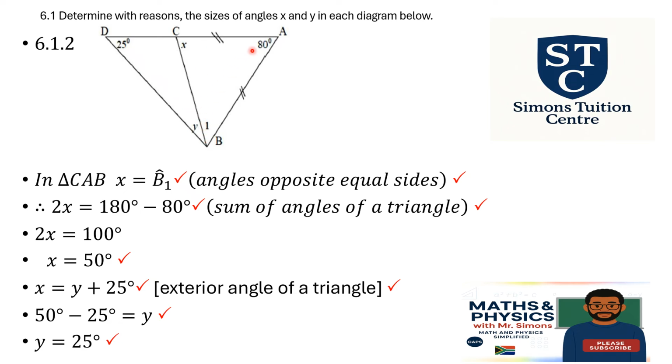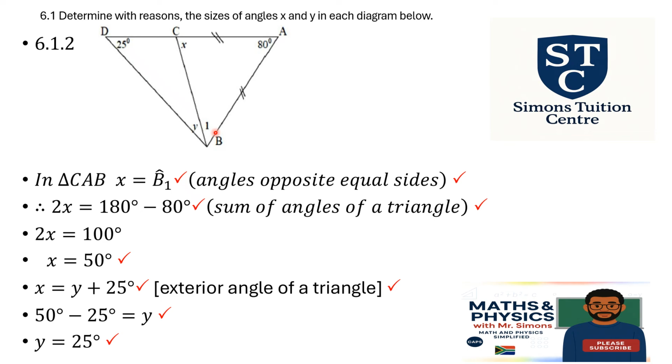2x plus 80 must equal 180 degrees. Remember, the three angles in a triangle must always add up to 180 degrees. So in short, 2x equals 180 minus 80, sum of angles of a triangle. 180 minus 80 gives me 100. To get x, we always divide by the value in front of x, so that's 2x. 100, so 2x divided by 2 gives me x, and 100 divided by 2 gives me 50. So x there is 50 and B1 is 50.